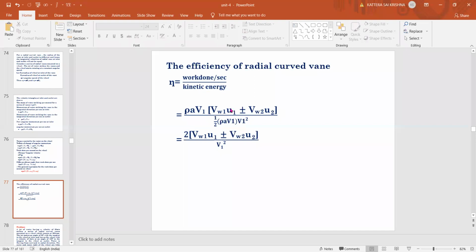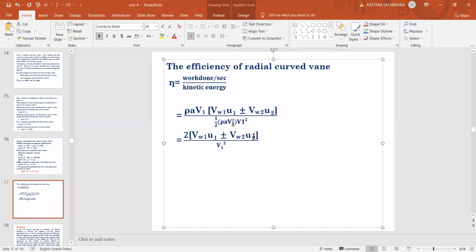So when you substitute the kinetic energy, half mv square. Half m is nothing but mass flow rate, m is rho A V1, into V1 square is the velocity. Kinetic energy formula half mv square. So V is the initial velocity of the jet, right? So if you substitute all things, finally you'll get an expression for efficiency of the series of radial curved vanes as 2 into VW1 U1 plus or minus VW2 U2 by V1 square. Okay.